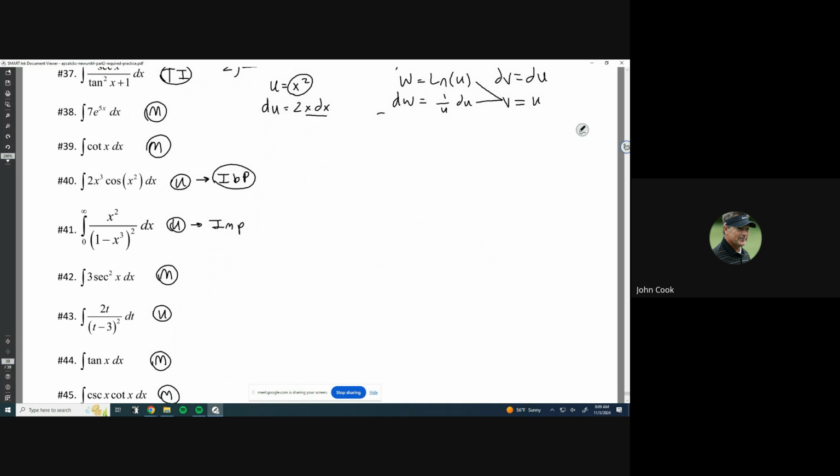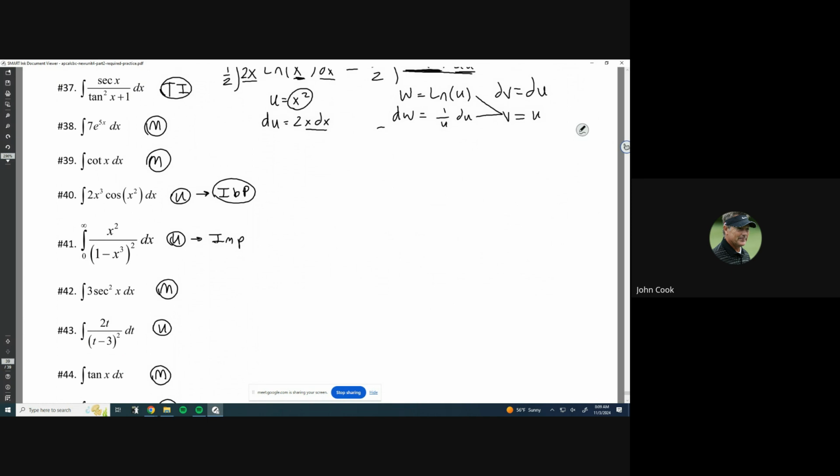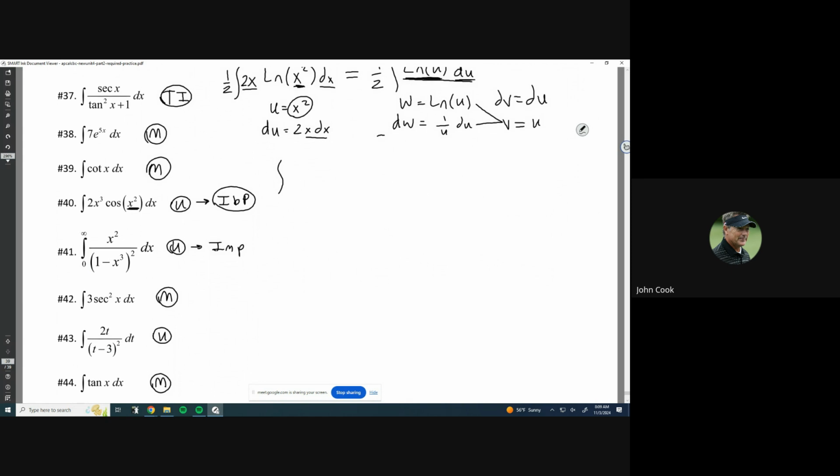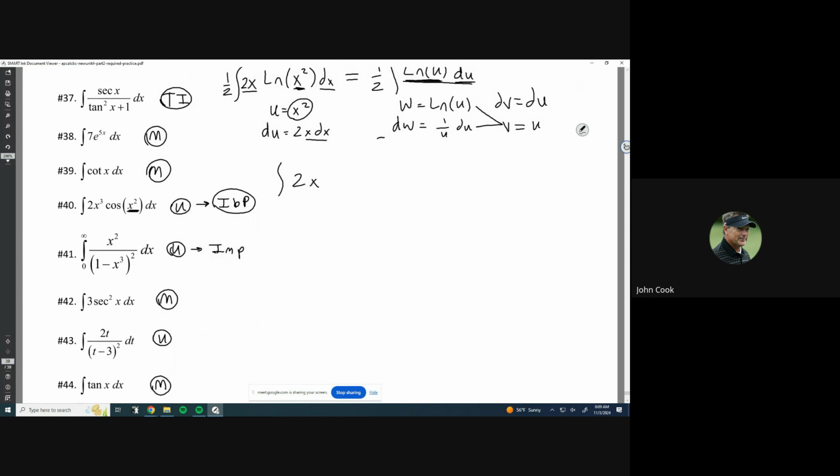Okay, so let's see here. Well, first we would see if it's a u sub, because we go through our memorized rules. Then u sub, this would be a u sub. So we see a function inside of a function, x squared. So 2x to the third cosine of x squared dx.